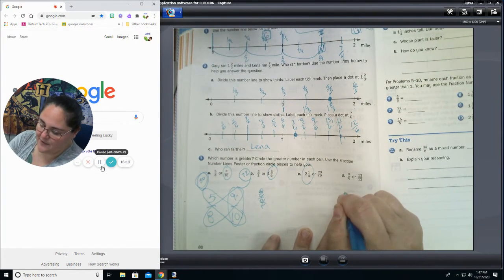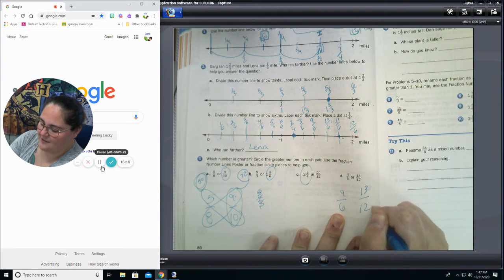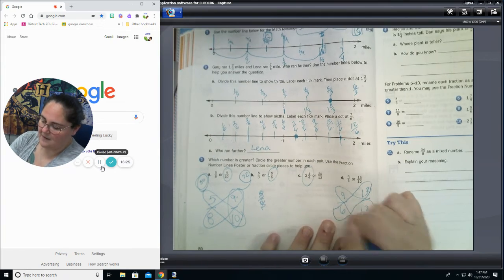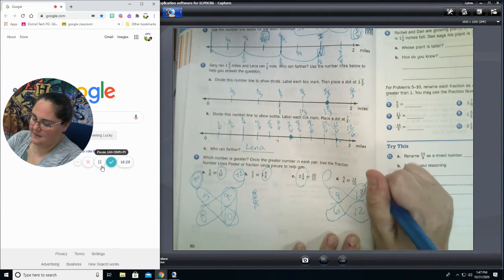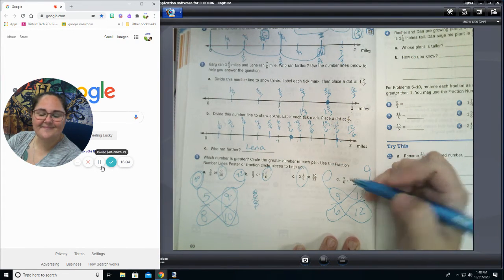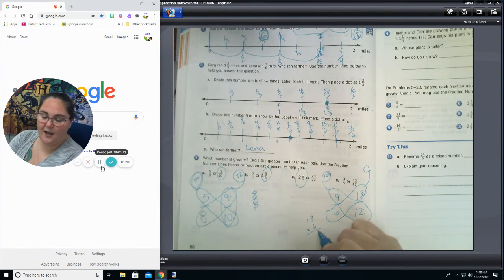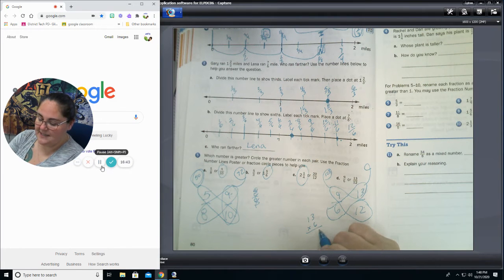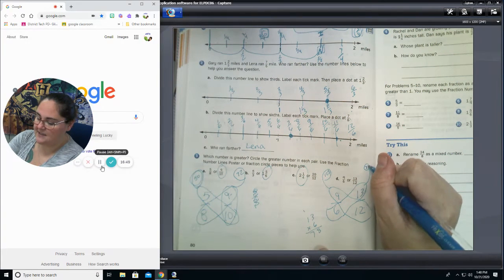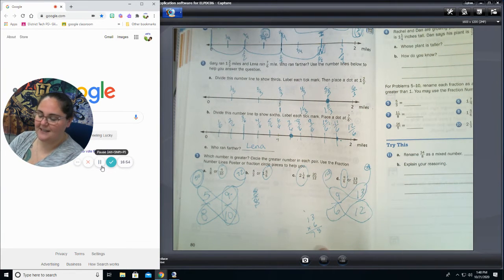I'm going to use the butterfly method for this one. 9/6, 13/12, cross multiply. Draw your little butterfly wings. Draw your antenna. And let's multiply. 9 times 12 is 108. 13 times 6, I'm going to write it out because that helps me. 6 times 3 is 18. Carry my 1. 6 times 1 is 6 plus 1 is 7. 78. So which side is bigger? This side. That means this fraction is bigger.